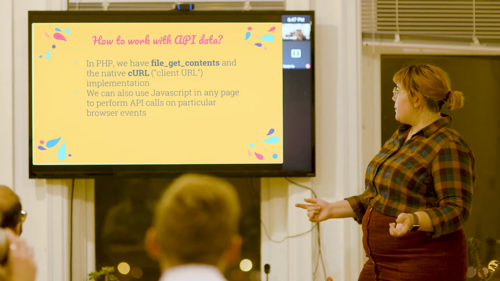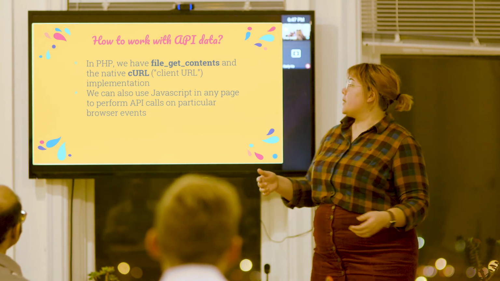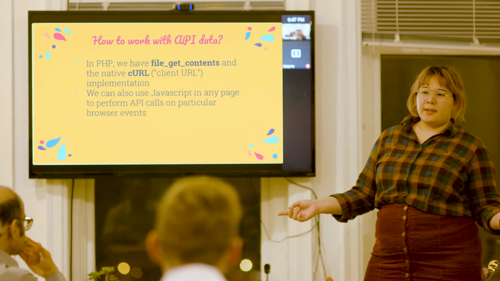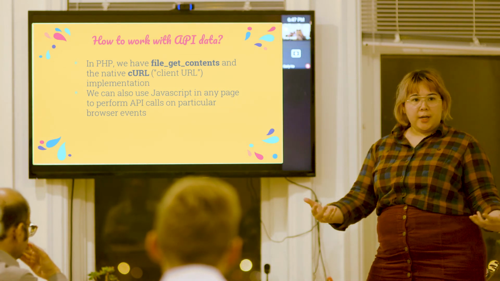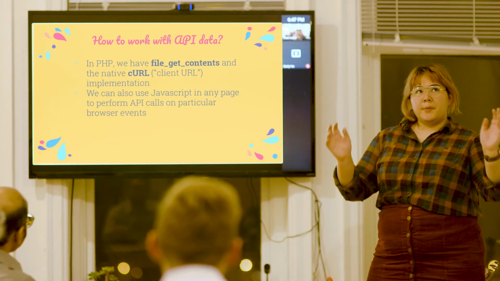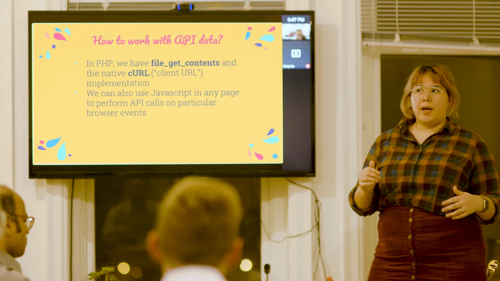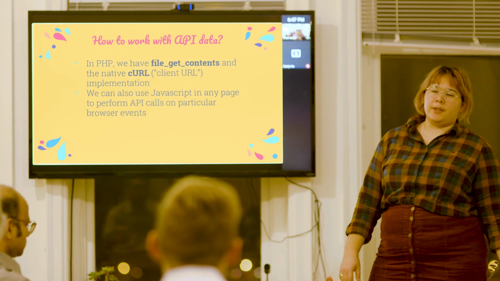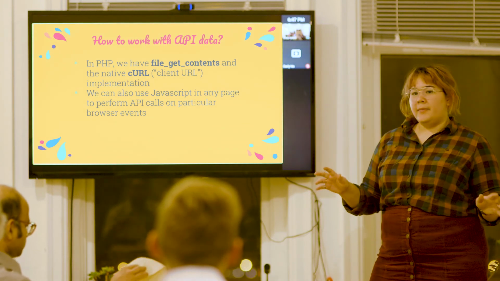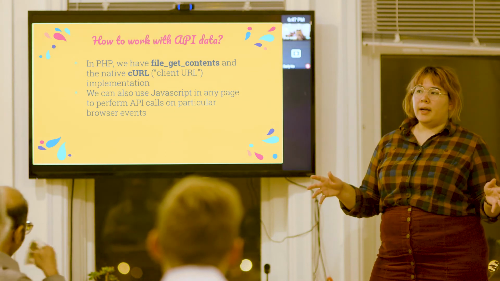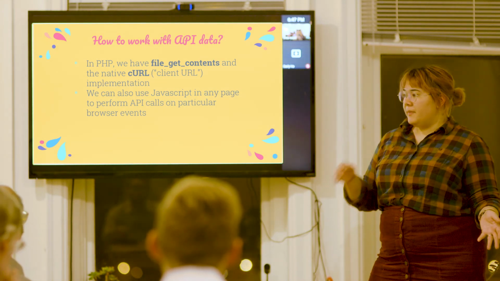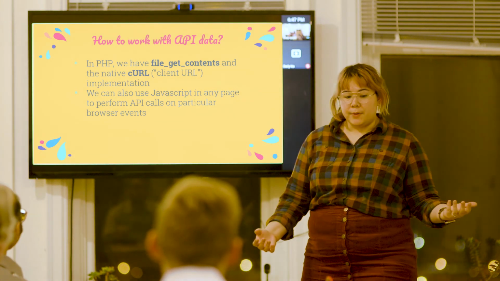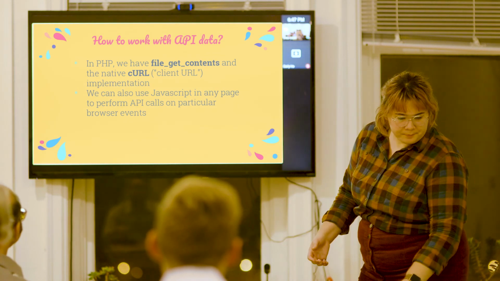We can also use JavaScript in any page that you can embed JavaScript in to perform API calls on particular browser events and fetch that data asynchronously. For example, if you have a bunch of blog posts and you're displaying, say, 10 on a page, and when someone gets to the bottom, you want them to be able to click a button that says load more and just pop more onto the page without having to go to another URL. That would be a great use case for hitting an API built into your backend to get those posts. So that's a use case for having an API on your own site that you use.